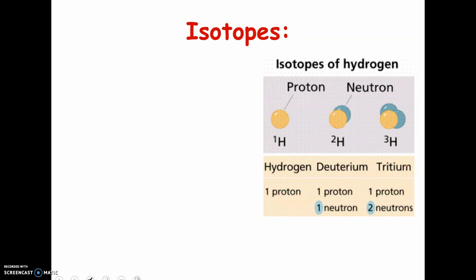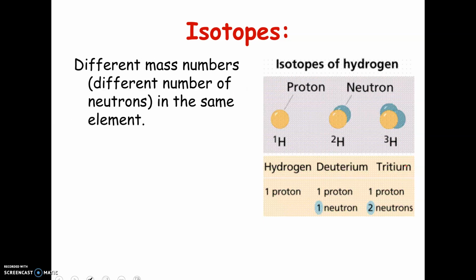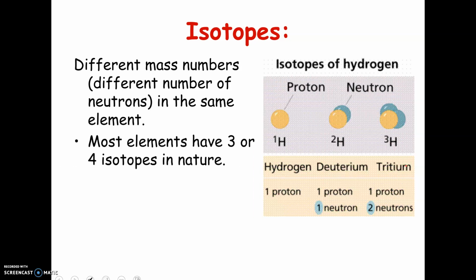Okay, so what are isotopes? I mentioned that sometimes atoms of the same element can have different numbers of neutrons. And so their mass numbers are different, even though they have the same number of protons. They have to have the same number of protons, or they're not going to be the same element. Most elements have 3 or 4 isotopes in nature. Some only have 2. I think chlorine only has 2. But hydrogen, for example, has 3. In fact, for hydrogen, the 3 different isotopes actually have special names. Most of them are just called like hydrogen 1, hydrogen 2, hydrogen 3, or carbon 12, carbon 13, etc.